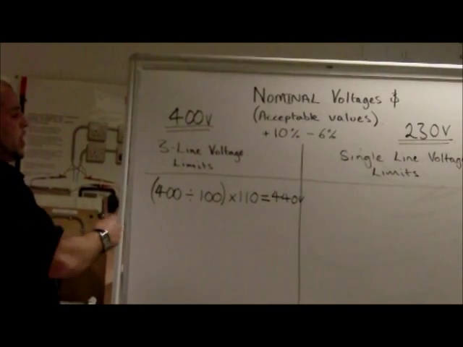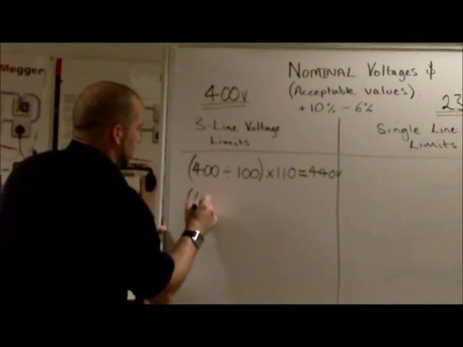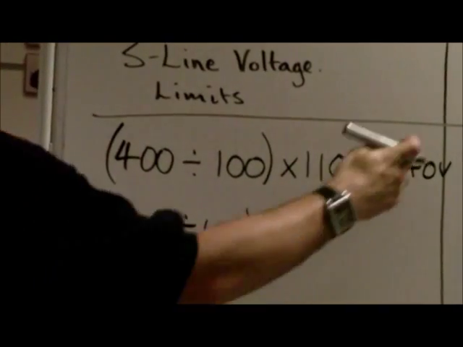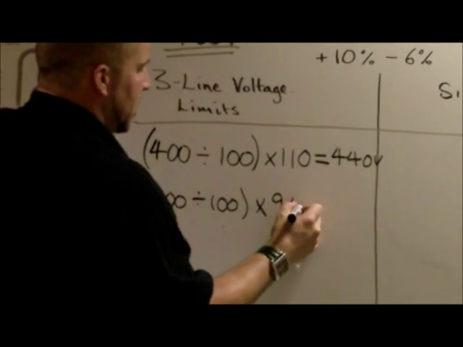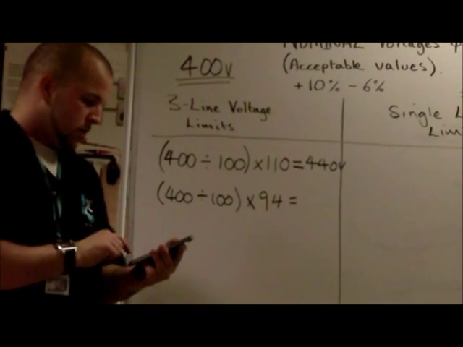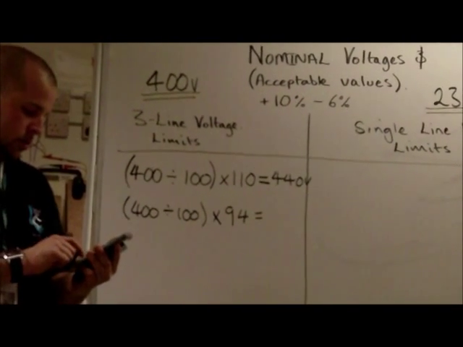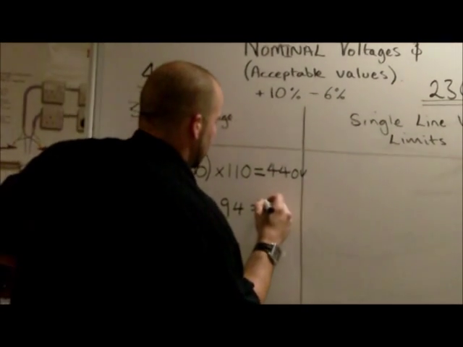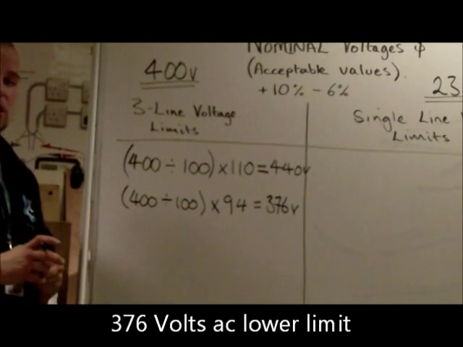Now we're going to look at the downside, the lower limit that we're allowed. So it's almost the same process. 400 divided by 100. Now we've got to take 6 away from 100, which leaves us with 94. So we times it by 94. Let's do that quickly on the calculator. 400 divided by 100 times 94. That's 376 volts. So that's the upper limit and that's the lower limit.